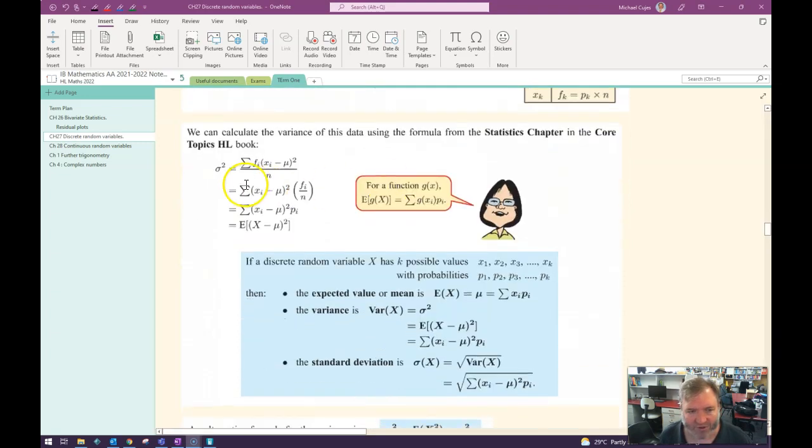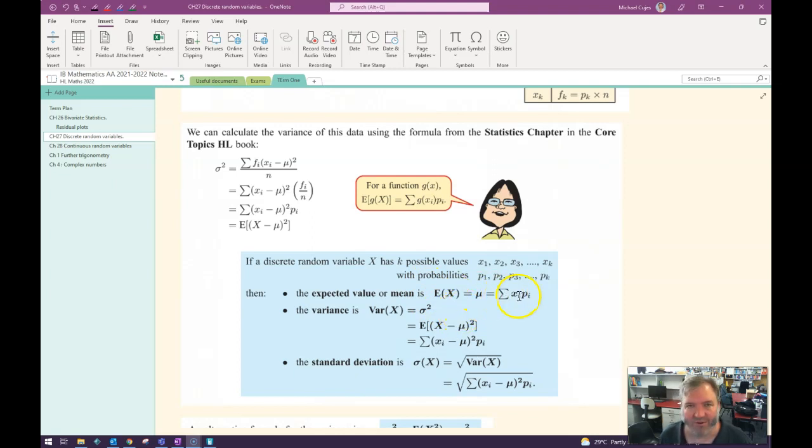Very useful. You can recall your rule for variance. Take each score, subtract the mean, square it, add each of those multiplied by the frequency divided by n, and you get your variance. That's the word I'm looking for. And there's a few different ways we can write it there. These rules for discrete random variables make it fairly straightforward.